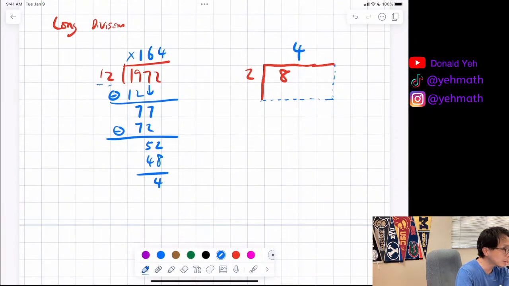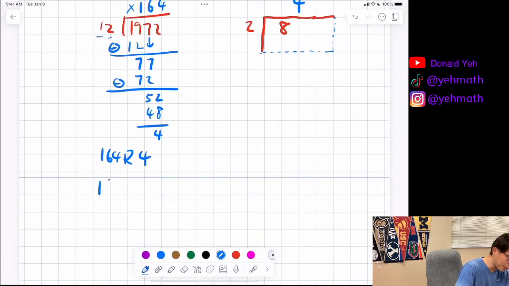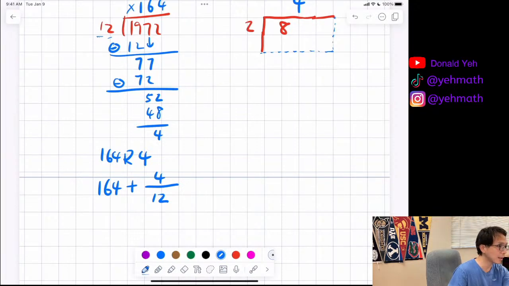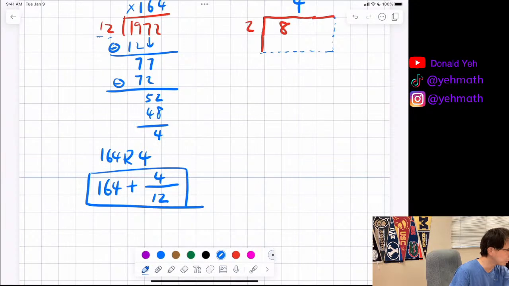Now, what is the proper way to write the answer? Here is the thing you don't learn properly in 4th grade. What you wrote in 4th grade is 164 R 4. This is remainder of 4, but that's not done properly. It's supposed to be 164 plus the remainder 4 over the divisor, which is 12. And that's the proper way to write the answer, because it's 164 and 1/3. And this is the proper way, improving on what you did in 4th grade.